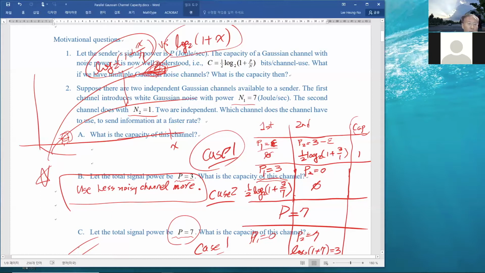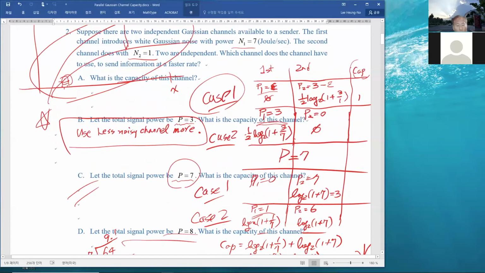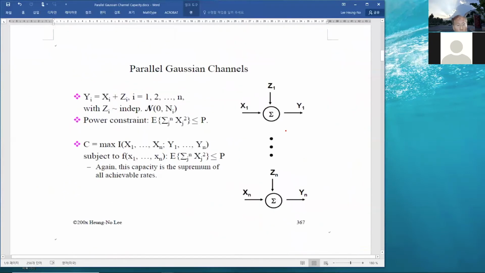And the best way to deal with such a problem is to use calculus, okay? So use a Lagrange multiplier. We find the best allocation to get the optimal return. So that's what we are going to do. All right, so let's move on.